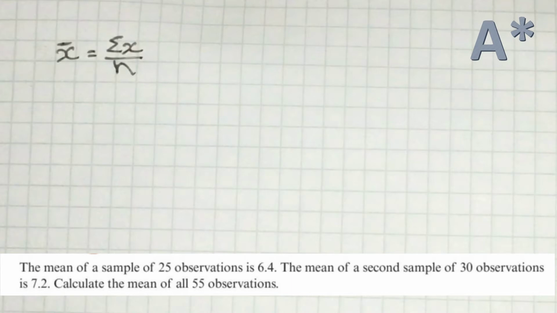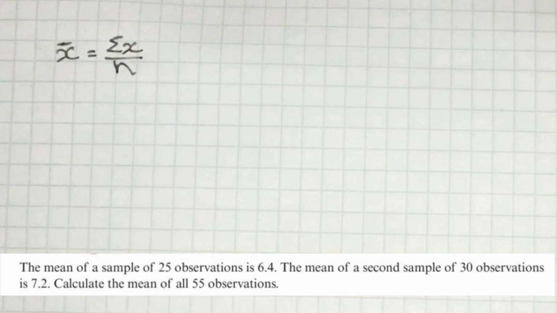For me to find the mean of the 55 observations, I need to know what the grand total is from both of these individual samples. This is like two different classes who've both done tests, and we know the mean for one class and the mean for the other class. To know the overall mean of the two classes together, I need to know the total score for class X and the total score for class Y.